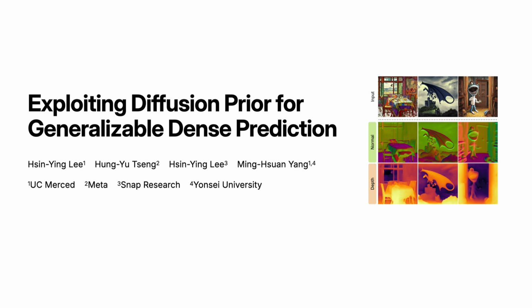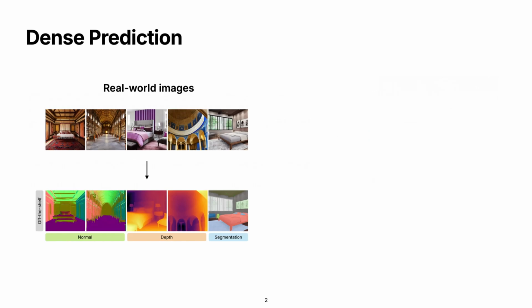Hi, this is an introduction to exploiting diffusion prior for generalizable dense prediction. Image properties such as normals, depths, and segmentation are important for understanding high-level image semantics. A lot of prior work has developed many approaches, but most development and the collection of training data are in the domain of real-world images.